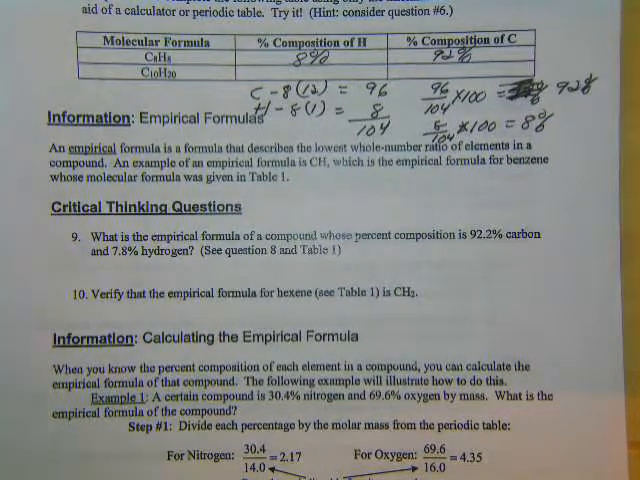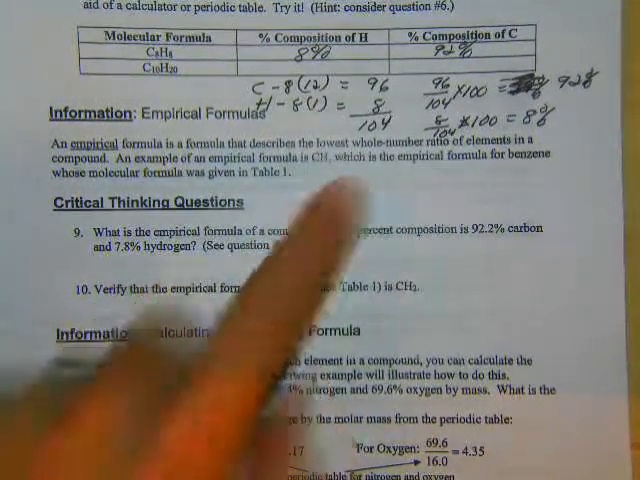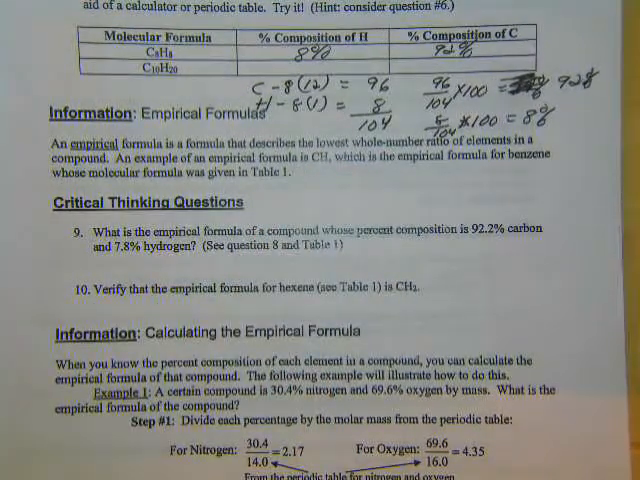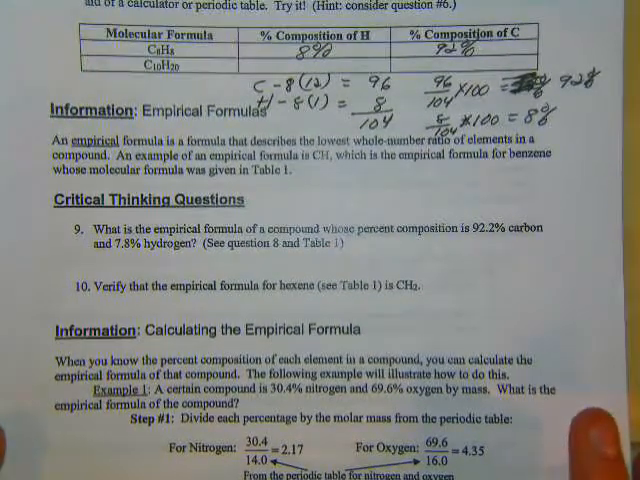All right, let's look at the second half of this worksheet, and we're looking at empirical formulas, which is the lowest whole number ratio. So if it's like C4H8, that would be a 1 to 2. So let's look at question number 9 here.